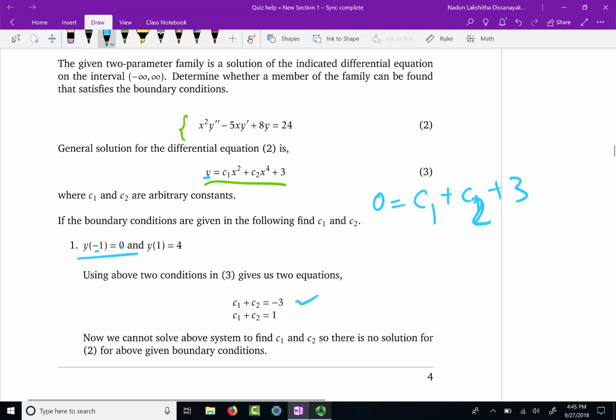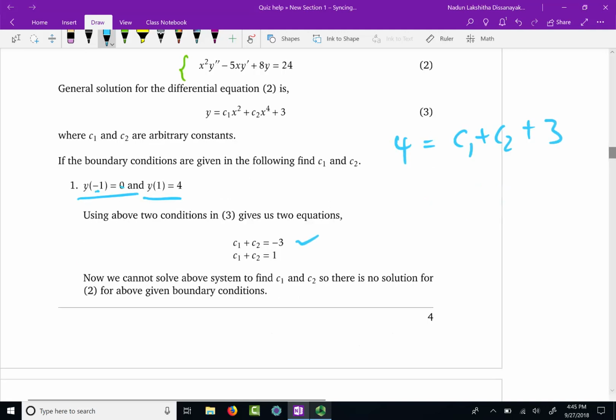Now you can see we still cannot find C1 or C2. C1 plus C2 is -3, but we can't find C1 and C2 individually. That is why you need two conditions, because you have two unknown constants. So to find them we use the other condition. We substitute x is equal to 1 and y is equal to 4, so we get 4 is equal to C1 plus C2 plus 3. Now we take this 3 to the other side, so we get C1 plus C2 as 1. Now we have two equations and two unknowns, so we can solve for C1 and C2.